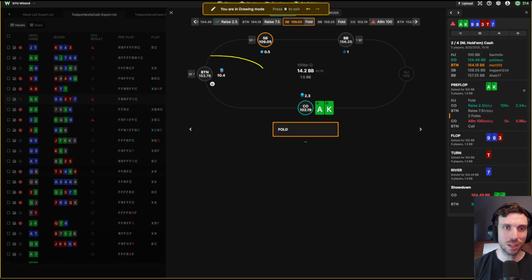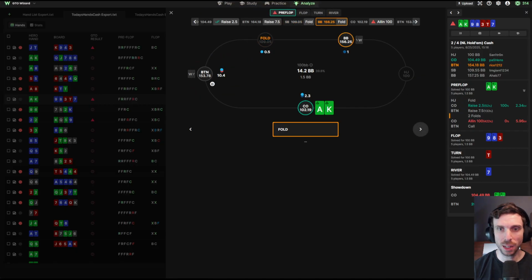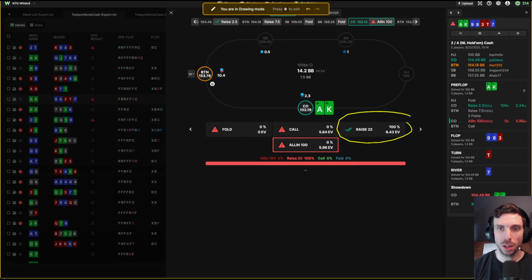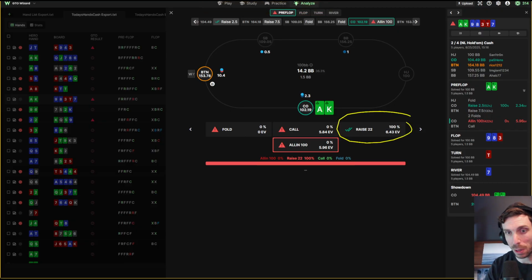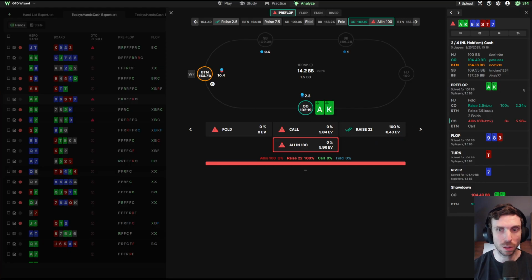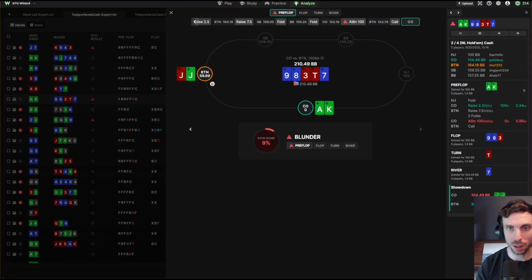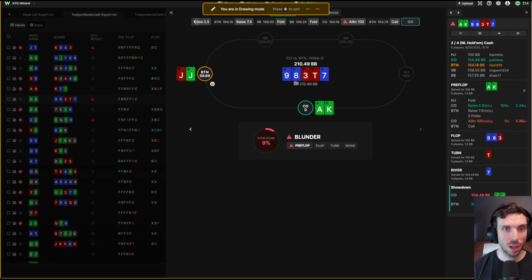But I decided, because the button is using this really big sizing, that I was just going to jam all in. So you can see the discrepancy here. Maybe I could have just clicked it back. Maybe I could have made it something like 22 bigs, 24 bigs, instead of just ripping it in here. But I did jam all in, and we got called by essentially a flip. They ran it once again, and we lost. So as far as I'm concerned, I don't think this is a big mistake.